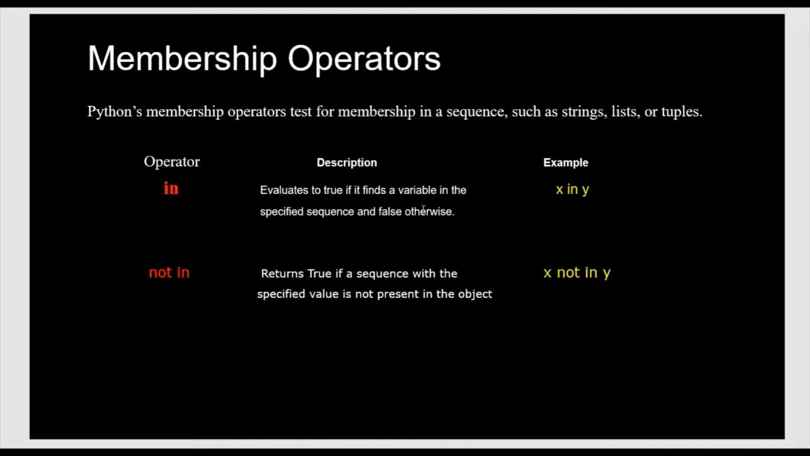Okay, and the next is membership operators. Python membership operators test for membership, whether a member is present or not. Simply, in writing a conditional statement, we can say whether this person is present in that location or not. If the person is present, we can use the in operator. If the person is not present, we can use not in. Like that, the membership operators work.